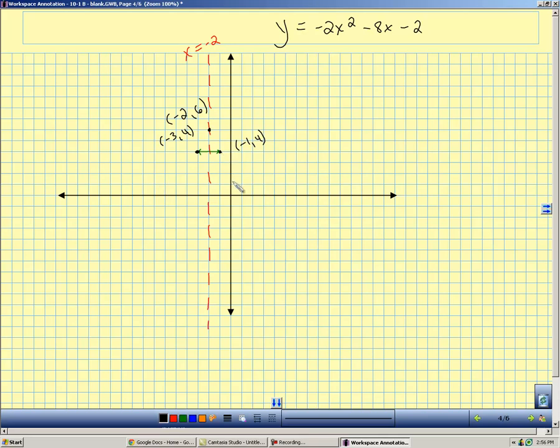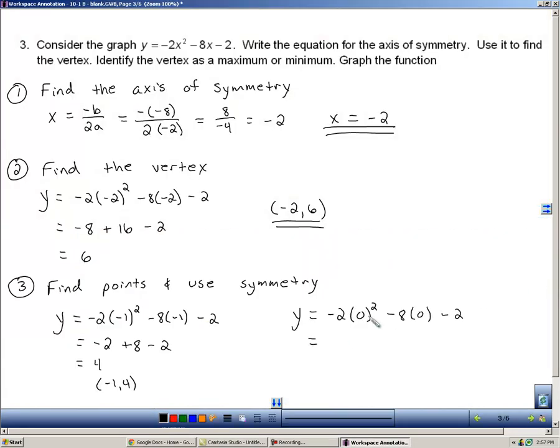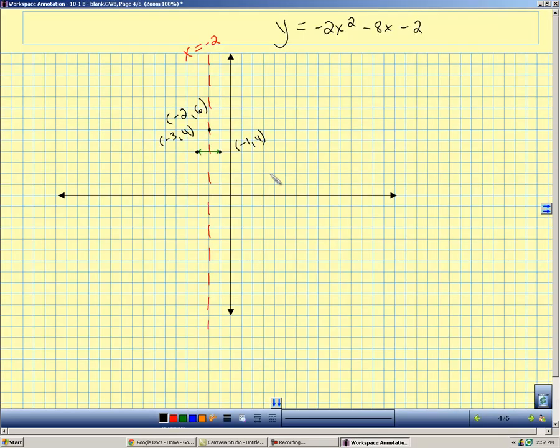Now the next x value I'm going to try is going to be 0. I did negative 2, negative 1. Now I'm going to do 0. 0 times anything is 0. So when I plug in a 0, I get a negative 2. So here's 0, negative 2. Again, symmetry says that that's 2 units away, which means there also must be another symmetrical point 2 units on the other side. And if this is 0, negative 2, this has to be negative 4, negative 2.